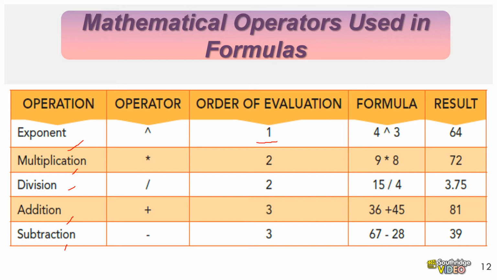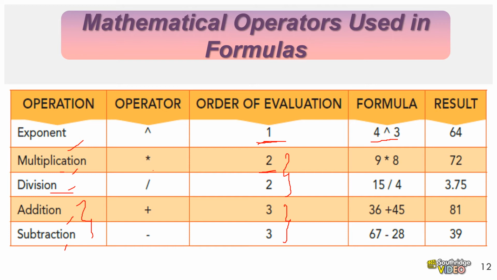Next you have to see the exponent. Exponent is the first order of evaluation. The next, multiplication, the symbol is star, is given second order. And division is also second order, so both multiplication and division have the same order of evaluation. And then last, addition and subtraction, both have the third order of evaluation.